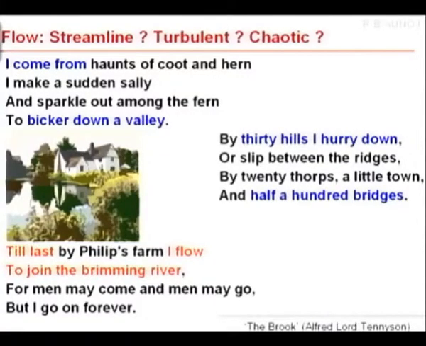You have an origin, taking a journey, and then thirty hills hurry down. So it talks about how downgrade the river is flowing, coming to a hundred bridges. It has crossed over a hundred bridges. So it speaks for the flow of events, and that makes the poem beautiful. Okay, and then till last by Philip's farm is not so important. Till last I flow to join the brimming river. So it's a major event that a small little brook merges with a major river. So all these attributes you will see in your scientific presentation.